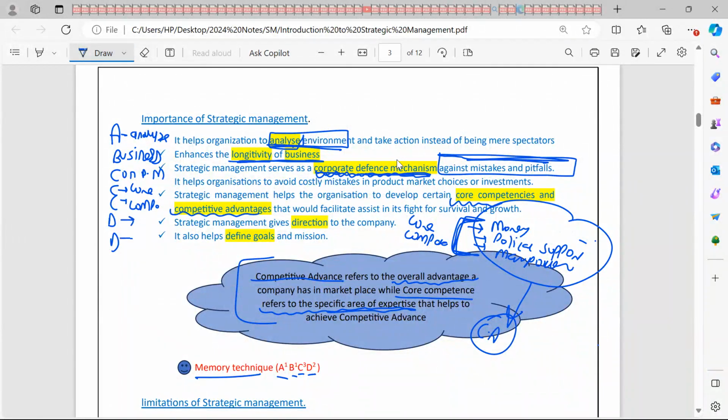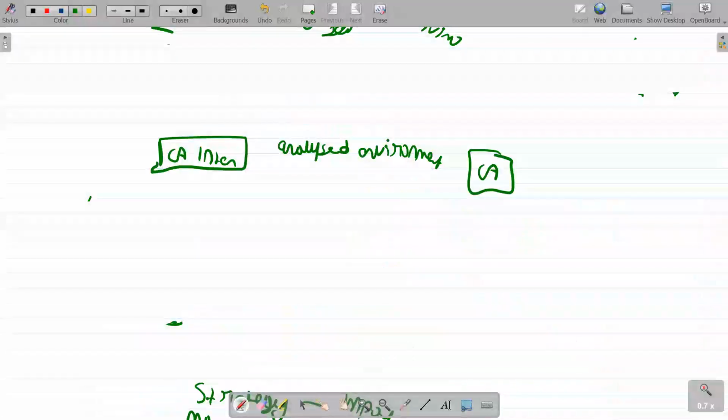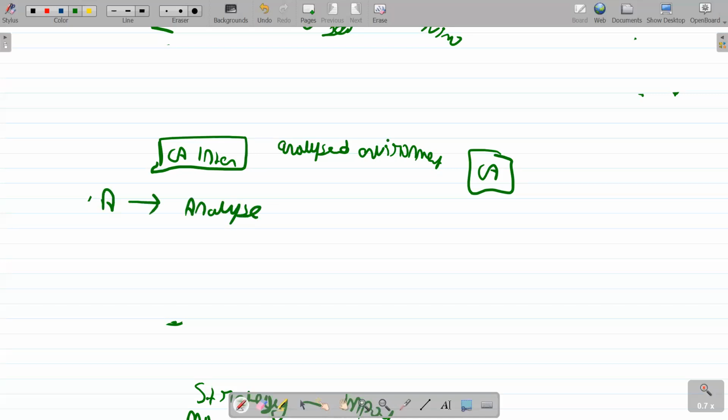Now coming to D for direction. Strategic management gives direction to the company. It also helps to define goals and mission. So we have seen these six to seven points on the importance of strategic management. Now we will recall this. What is A? A for analyze. Analyze what? Strategy. It helps the organization to analyze the business environment.